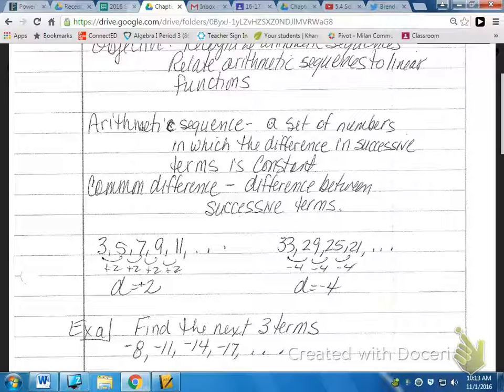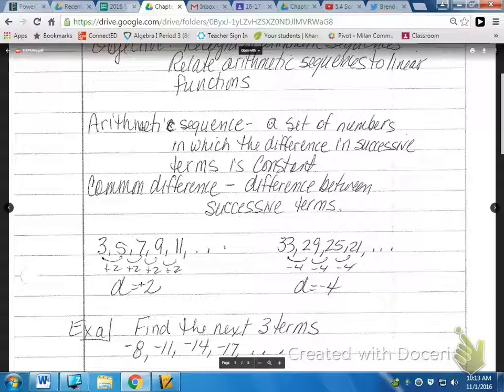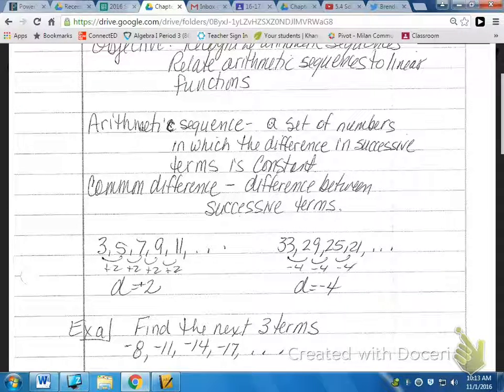So if you looked at 3, 5, 7, 9, 11, that list, you add 2 to go from one step to the next. The common difference is positive 2. Whereas if it went 33, 29, 25, 21, to go from one step to the next, the common difference in this case is -4 because it's going downhill. So you say the common difference is -4.